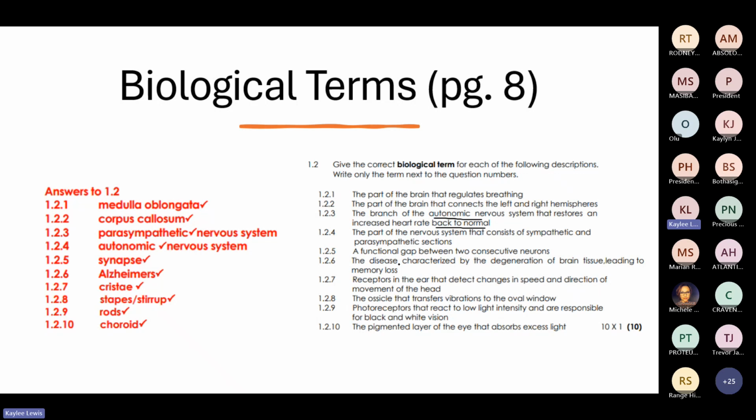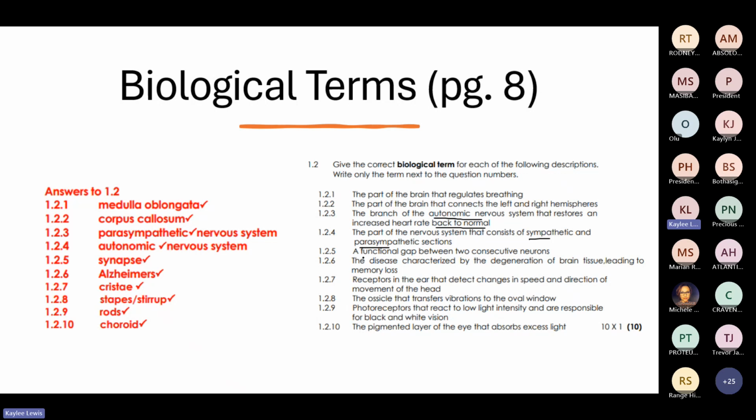1.2.4, the part of the nervous system that consists of sympathetic and parasympathetic sections. So that is actually in your answer before, but it'll be your autonomic nervous system. And that is going to control involuntary actions. But I will touch on this a bit later when we go into more detail.